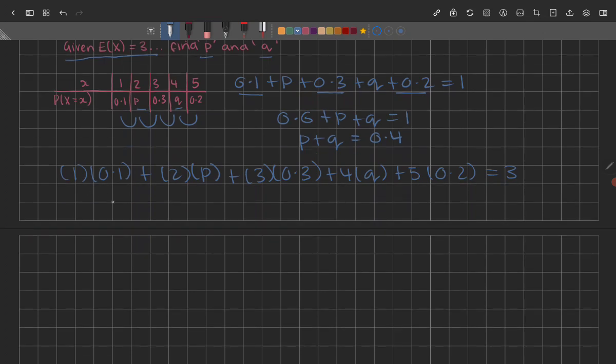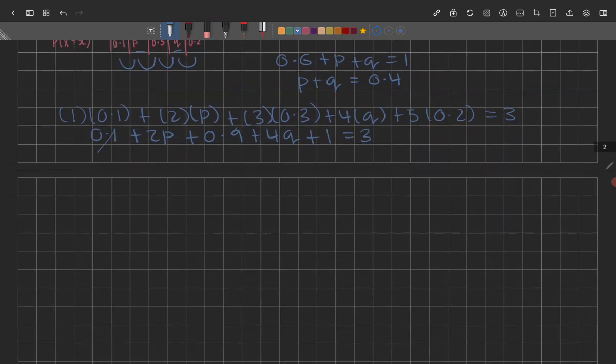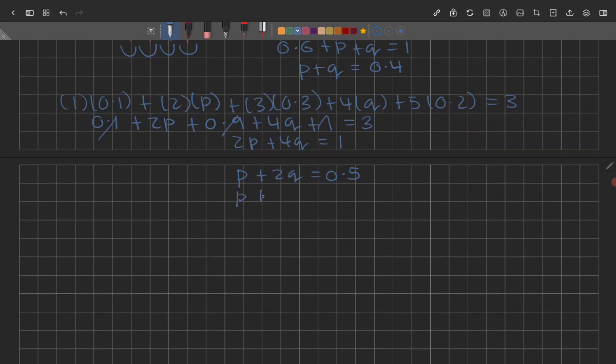We can simplify this. 0.1 add 2p, add 0.9, add 4q, add 1 is equal to 3. This simplifies to 2p add 4q is equal to 1. We can halve this. p add 2q is equal to 0.5. And then our first equation was p add q is equal to 0.4. So if we minus, we get 0p add q is equal to 0.1. Therefore q is equal to 0.1.